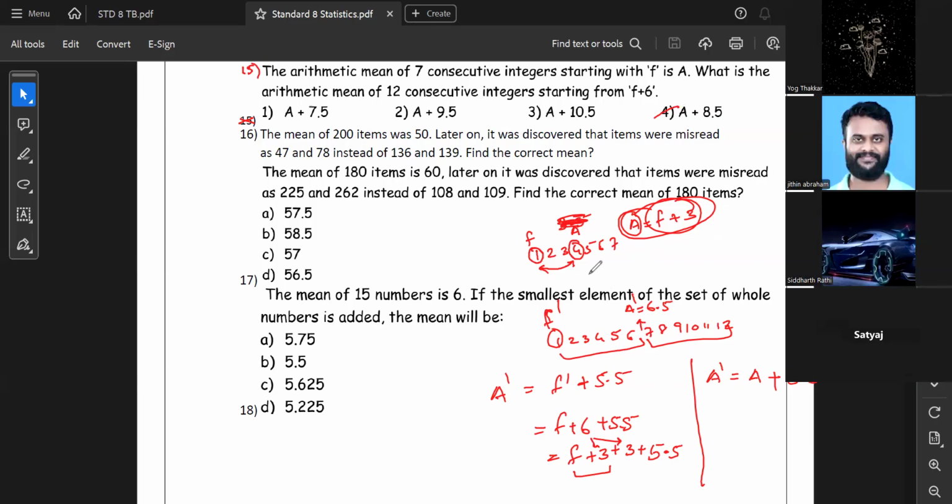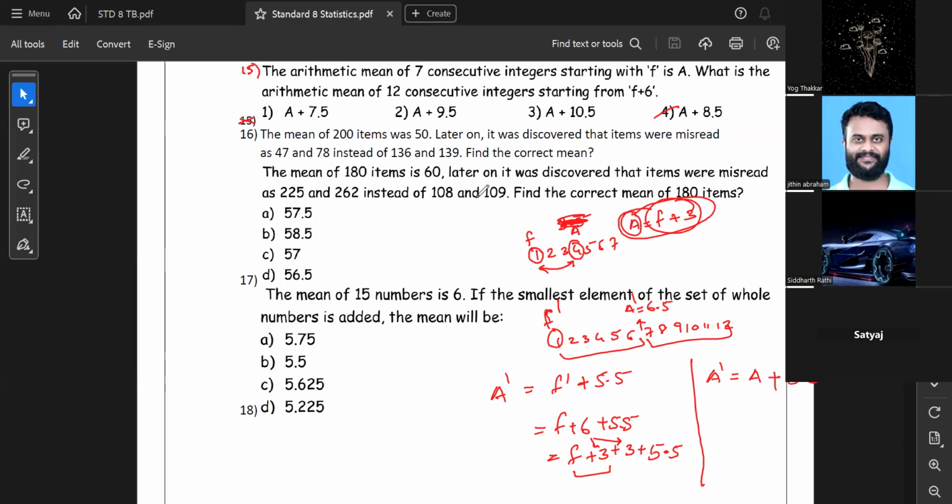Sir, I didn't understand this one. I'll explain. I just considered a very simple example. They said there are some values starting with f, so I considered very simple values like 1 to 7. In 1 to 7, the first number was 1 and the average was 4, so the relation between them was a is equal to f plus 3. This was the first relation I figured out using the first statement.